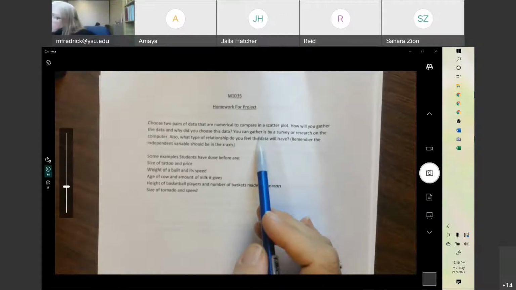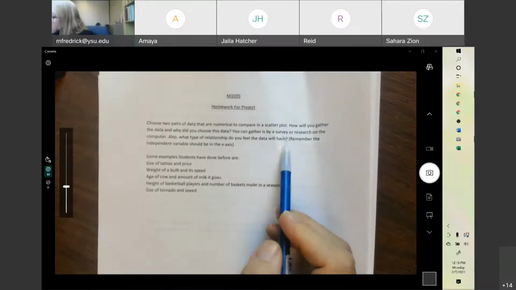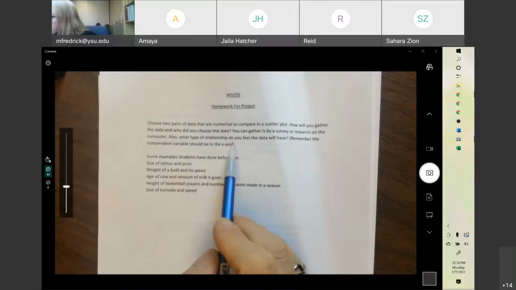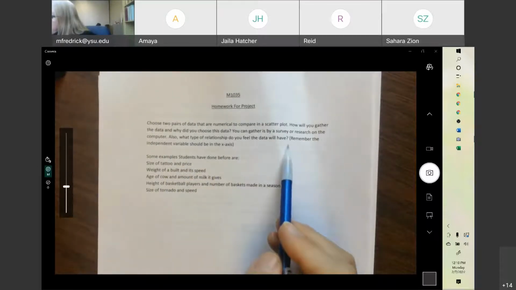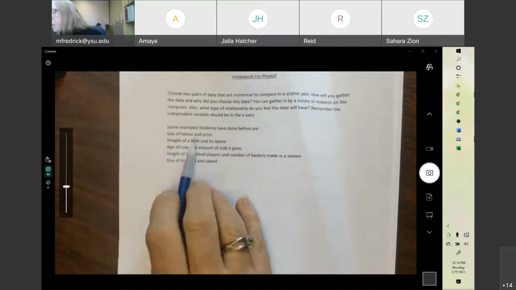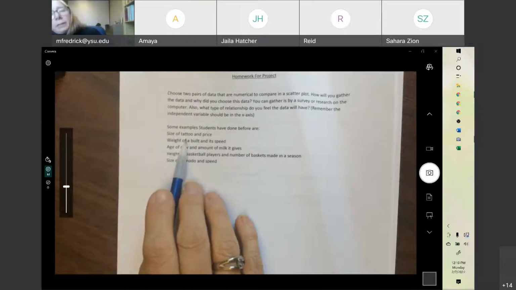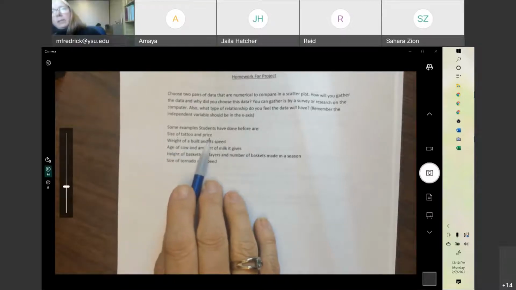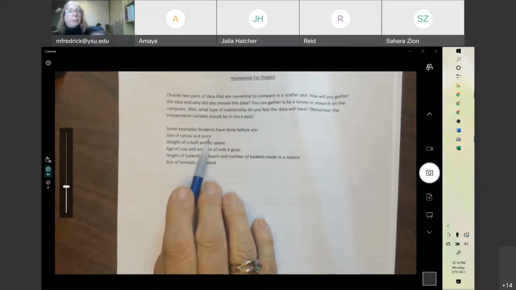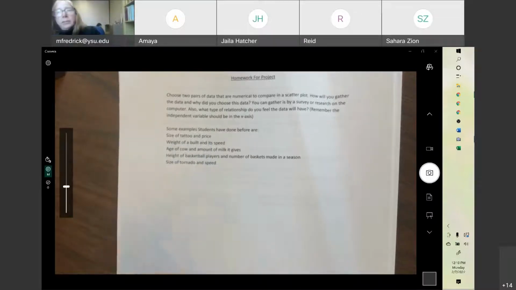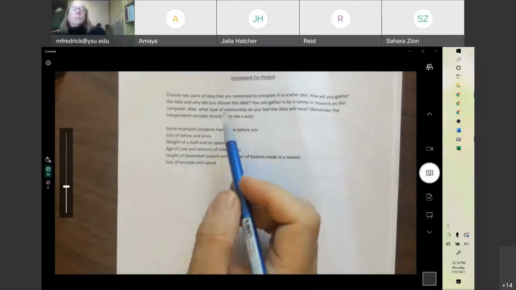You can gather by a survey or research on the computer. Also, what type of relationship do you think it'll have? So I've had students do, these are some ideas. One student did, and I like this example because it ended up not very strong. But she did the size of the tattoo and the price. So she did how long it was or how wide it was and the price.